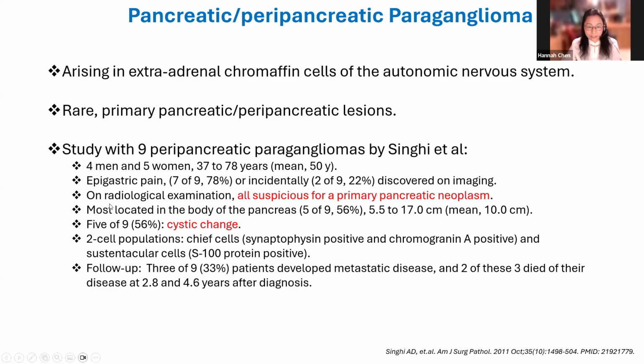Here is the fun facts list. I won't go through all of them, but see here. On radiological examination, all were suspicious for a primary pancreatic neoplasm. Another fun fact, 5 out of 9 cases show cystic changes. And another one, 3 out of 9 patients developed metastatic disease. Among them, 2 of the 3 actually died of the disease, at 2.8 and 4.6 years after the diagnosis.